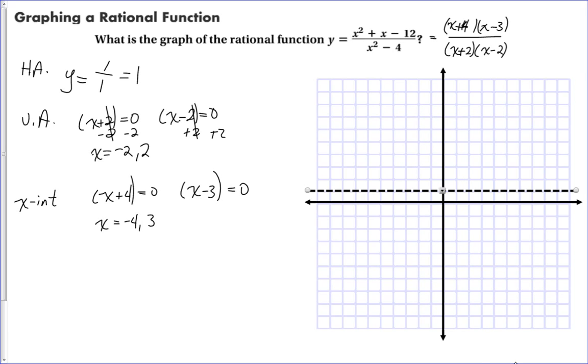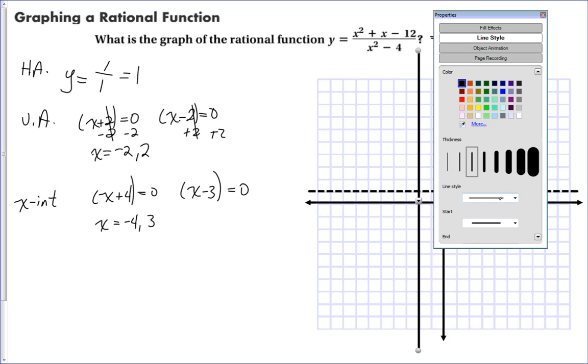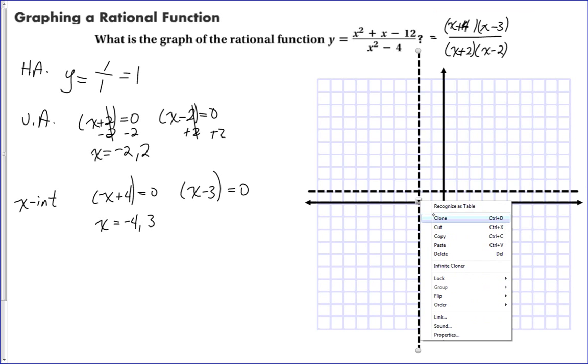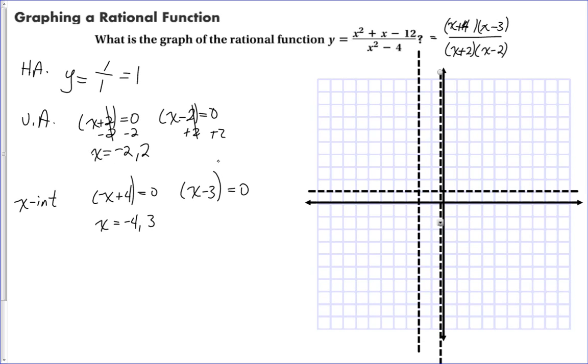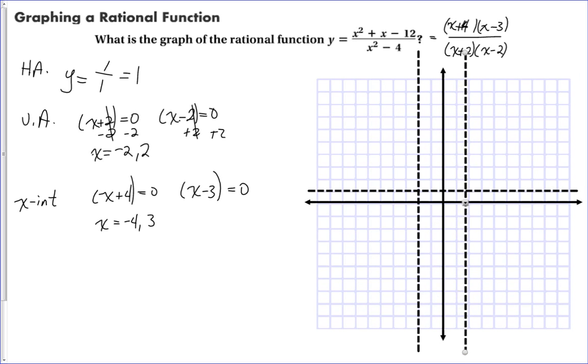Now let's draw our vertical asymptotes. We have x equals negative 2, so we have one here, and let me make that dashed. I'm also going to clone that because we have another vertical asymptote at positive 2. So there's our horizontal asymptote, which we solved for, y equals 1, simply the line y equals 1. Here are our two vertical asymptotes.